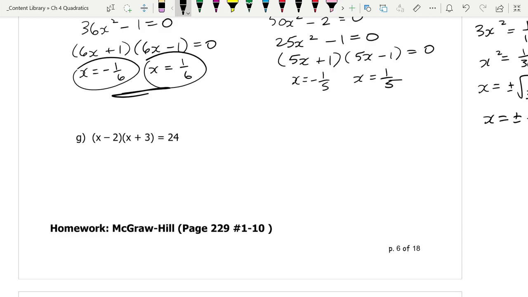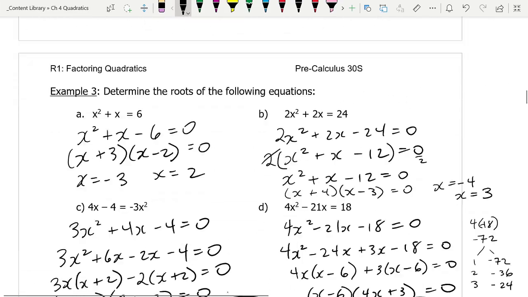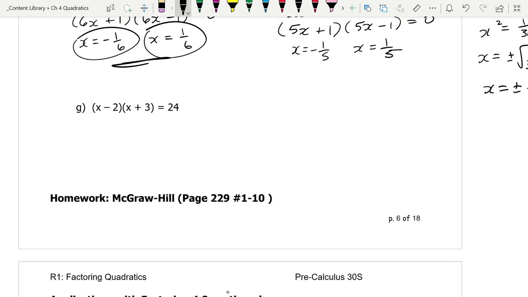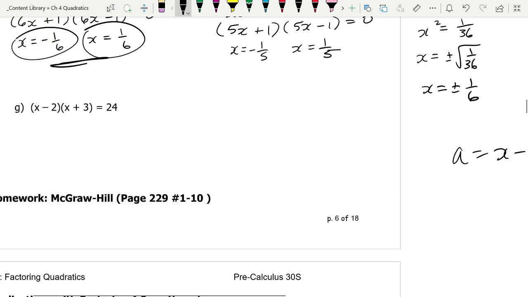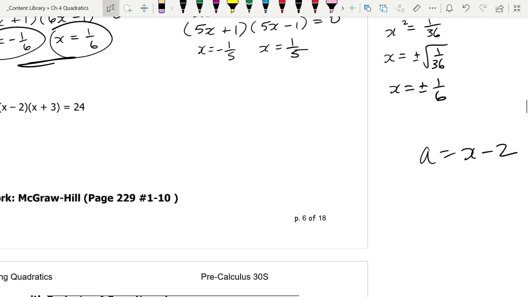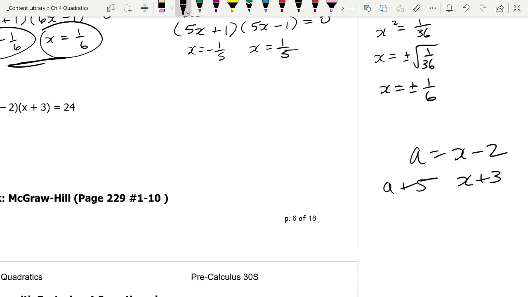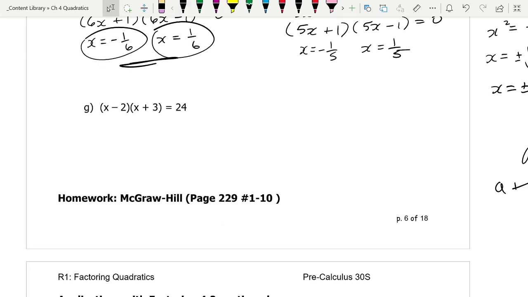Somebody liked my substitution strategy from the last batch so much that they put it in here. You could let a equal, say, for example, x minus 2. And then if a is equal to x minus 2, then think about what you have to do to x minus 2 to get to x plus 3. You'd have to add 5. So x plus 3 would be a plus 5. Whoa, isn't that cool? So you could do that. That's not quite exactly the way she did it, but that's another way.